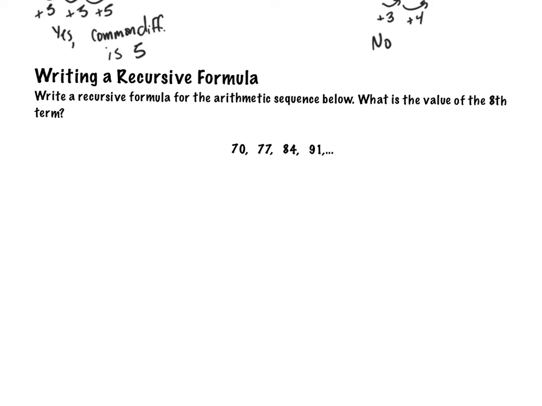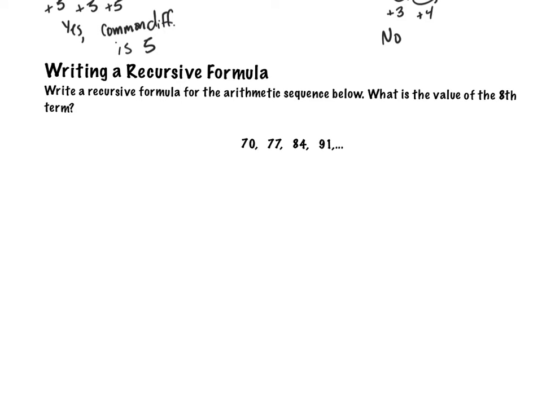All right, so we're going to look at writing a couple different formulas here. The first one is writing a recursive formula. A recursive formula is dependent on what came before it. So if I look here, I know this is an arithmetic sequence, they told me. So I need to figure out my common difference. 70 to 77 is plus 7. 77 to 84 plus 7, and 84 to 91 plus 7.